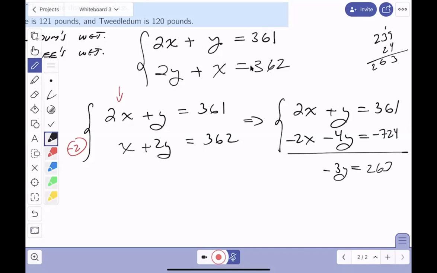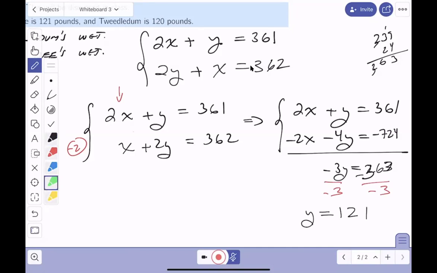I'm sorry, that's 339. So 363. Sorry about that. I had to look at my arithmetic again. And that's a negative number. Now I'm going to divide both sides by minus 3. And what do you get there? Y equals 121.